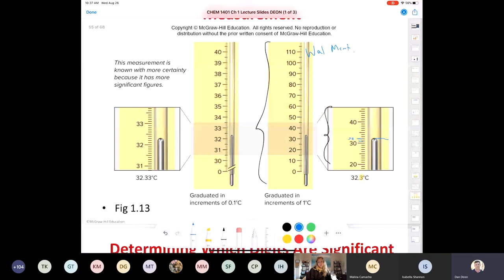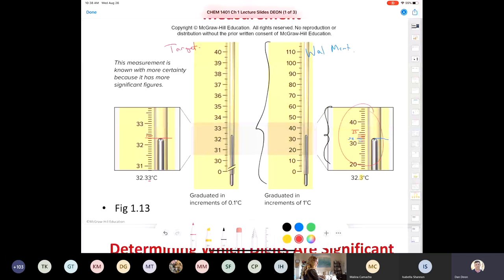This is a fancy thermometer because there are more increments marked on it. Whereas the other thermometer went up by 31, 32, 33, 34, 35, this one goes up 32.1, 32.2, 32.3, 32.4, 32.5. It's got way more gradations. So when we're reading the meniscus on this thermometer, you can see that it's above 32.3, and it looks like about a third of the way between here and here.